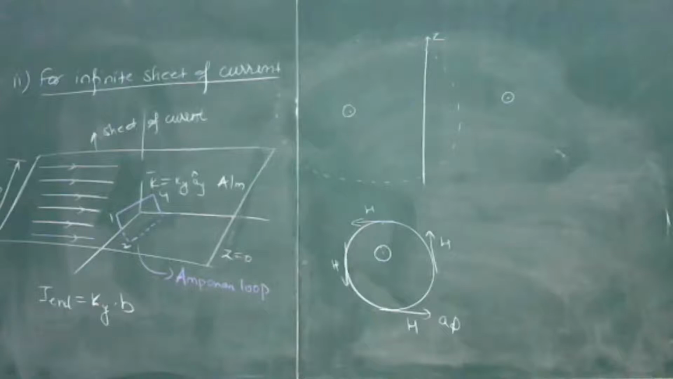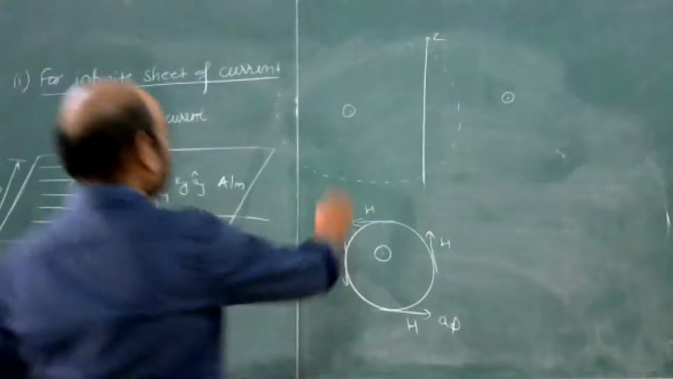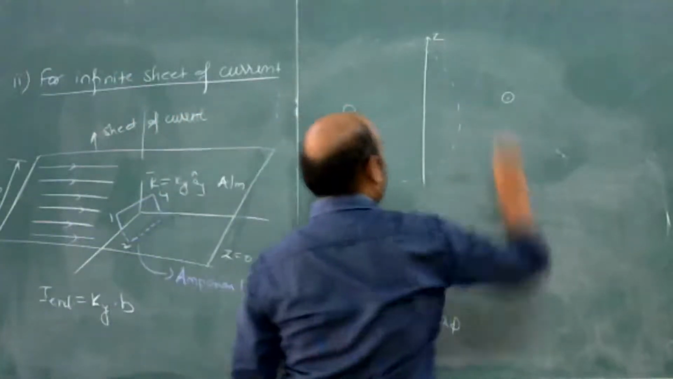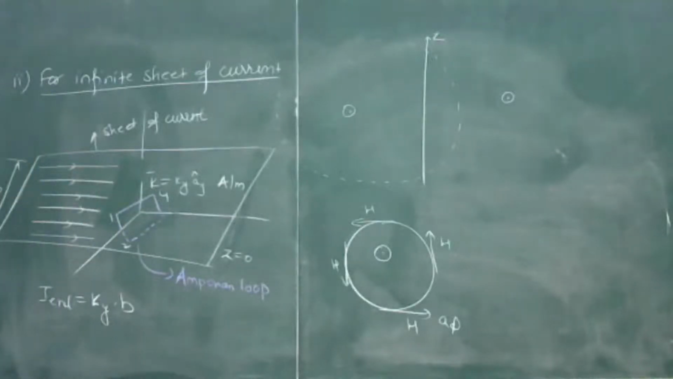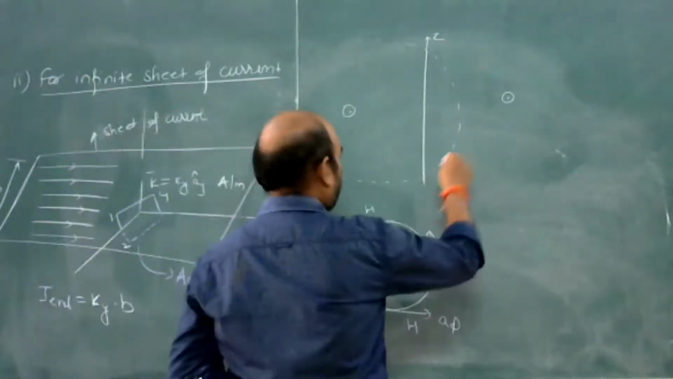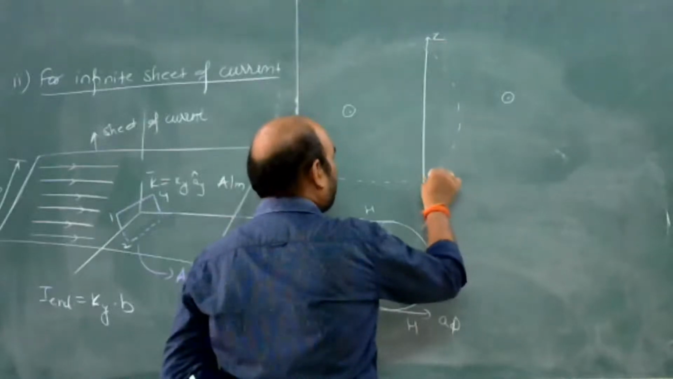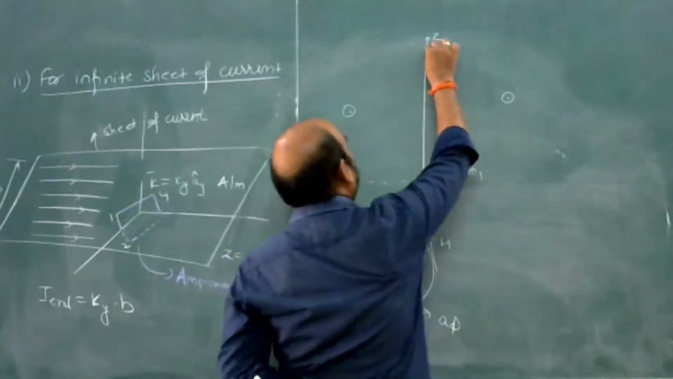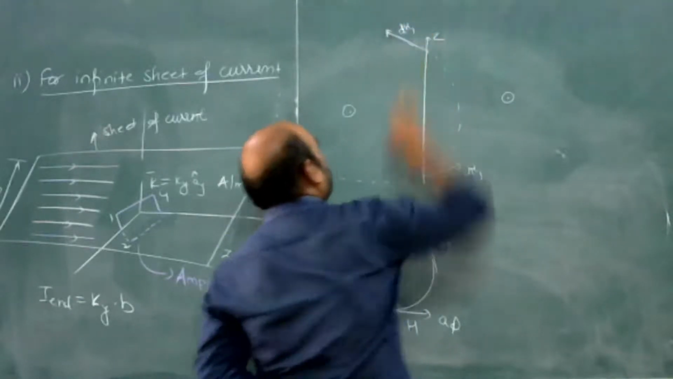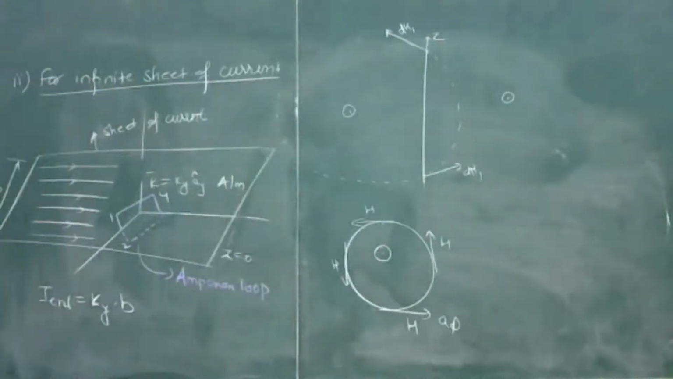So a symmetrical pair of current filaments which carry current in the AY direction. The H will always be perpendicular to this. So this will be DH1, and this will be the direction of DH. So DH1 will be like this.